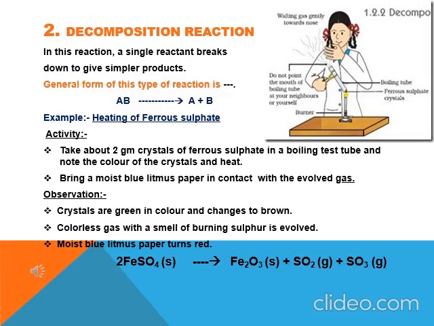Then a colorless gas with a smell of burning sulfur is evolved. See, we have taken only FeSO4 in the boiling tube. So a single reactant decomposes during the reaction into ferric oxide, sulfur dioxide and sulfur trioxide. FeSO4 is green in color. After that it changes to brown in color. Then a colorless gas with a smell of burning sulfur, that is sulfur dioxide, is evolved. Then also blue litmus paper turns red.